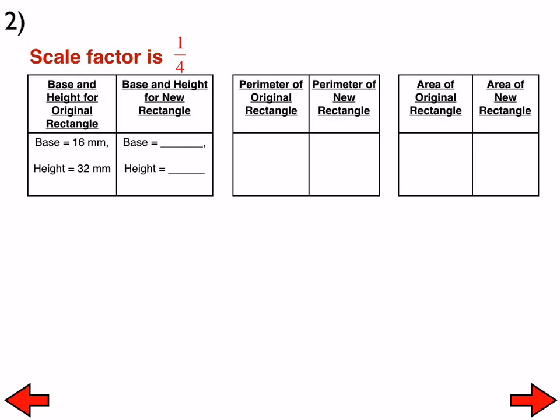Scale factor is 1/4, so we're making the side lengths 1/4 as long. So in the original rectangle, the perimeter is 96 millimeters, and the area is 512 square millimeters. We're making the side lengths 1/4 as long. So in the new rectangle, it is going to be 4 millimeters by 8 millimeters. That gives us a perimeter of 24 millimeters for the new rectangle and an area of 32 square millimeters.